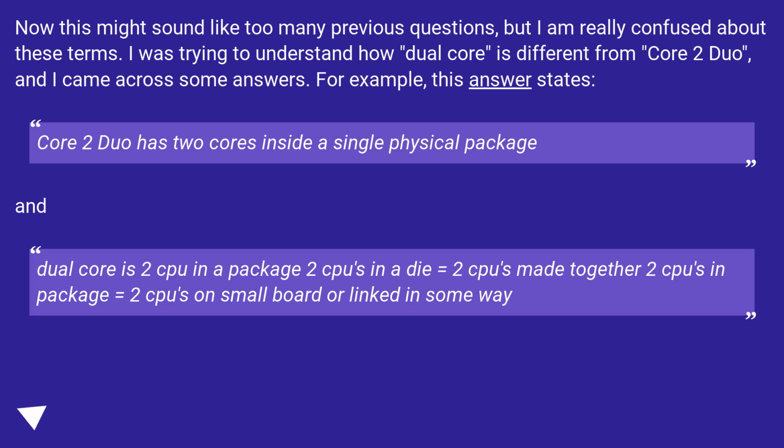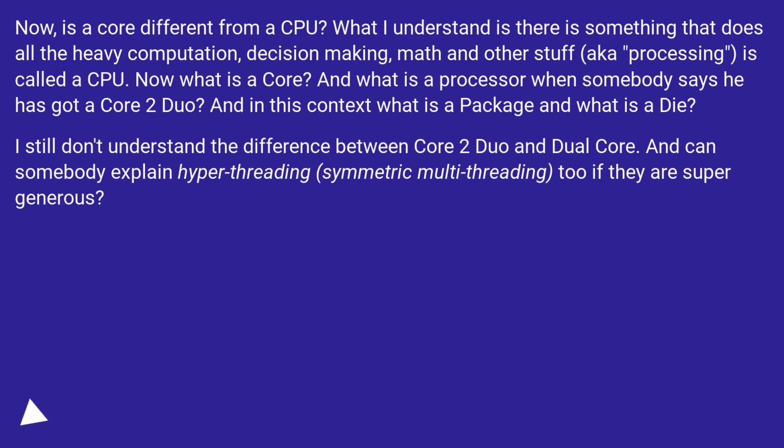And dual core is 2 CPU in a package. 2 CPUs in a die equals 2 CPUs made together. 2 CPUs in package equals 2 CPUs on small board or linked in some way. Now, is a core different from a CPU?